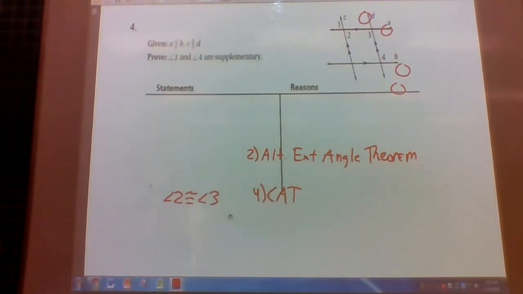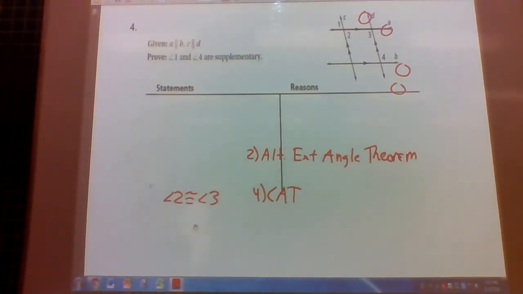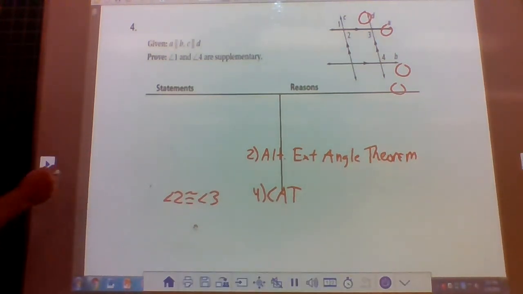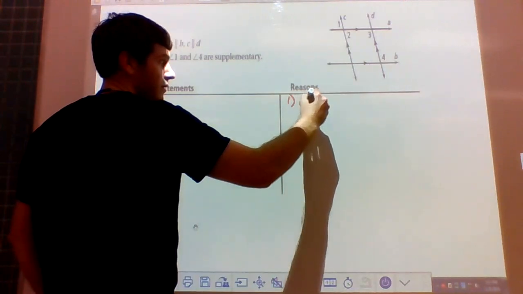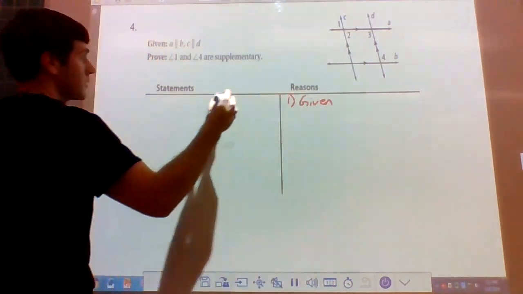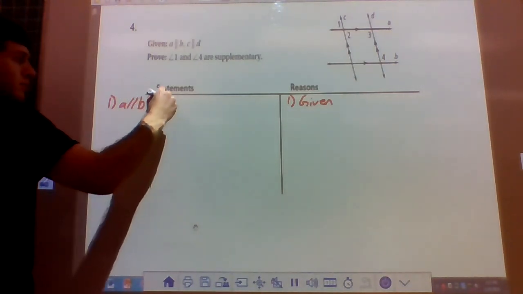Okay, number 4. So as much room as possible. So we start with our given. Okay, and we're going to be given that A is parallel to B and C is parallel to D.